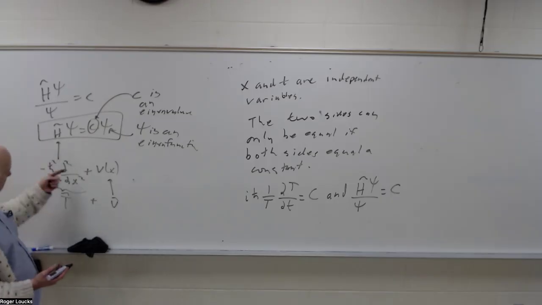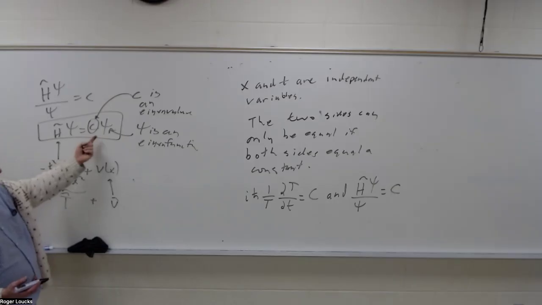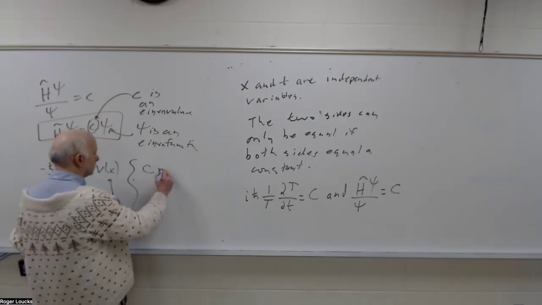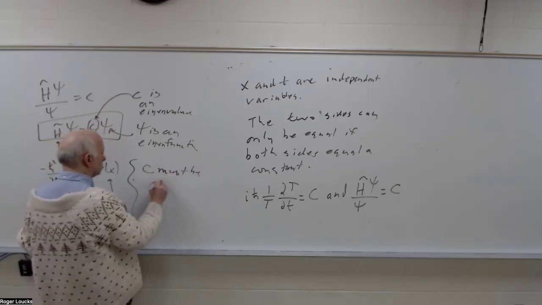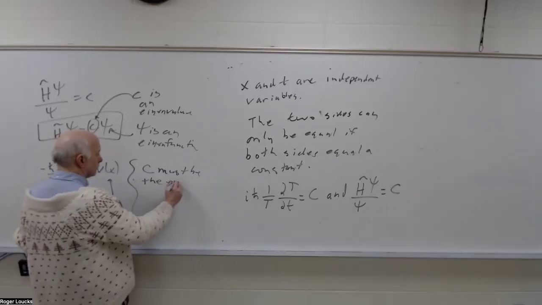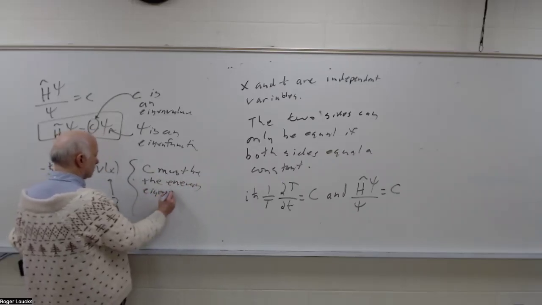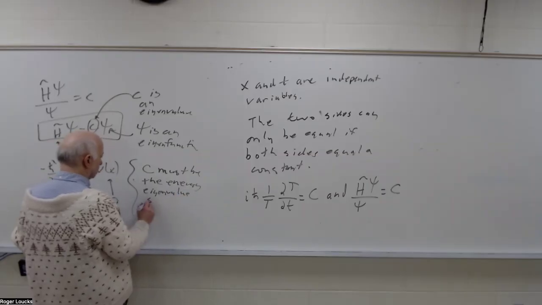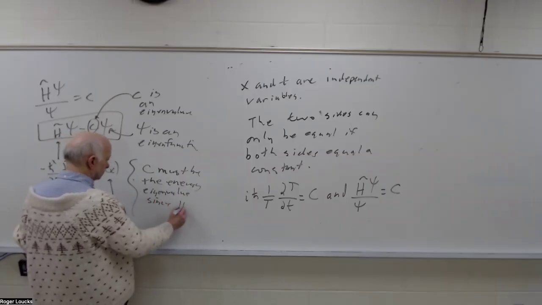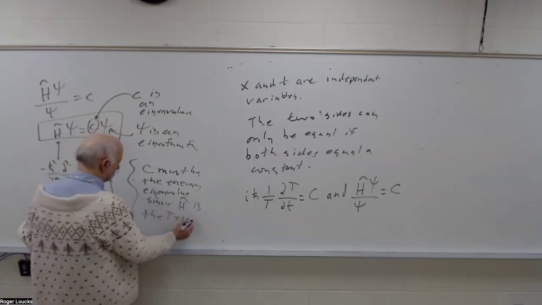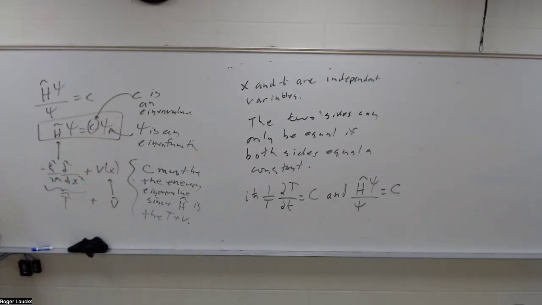Since this is kinetic plus potential, I get psi here times some value. The C must be the energy. Let's call it the energy eigenvalue, since H is the kinetic plus the potential. Okay, so I'm going to put that in there. I'm going to call it E.